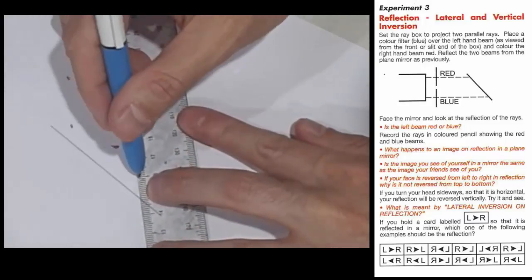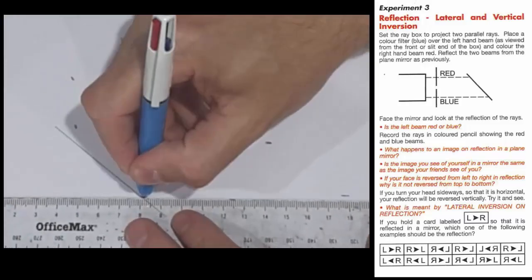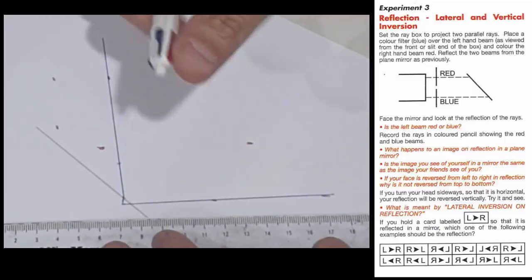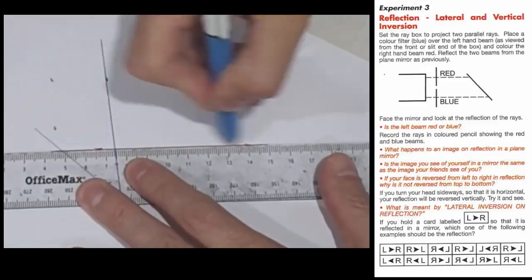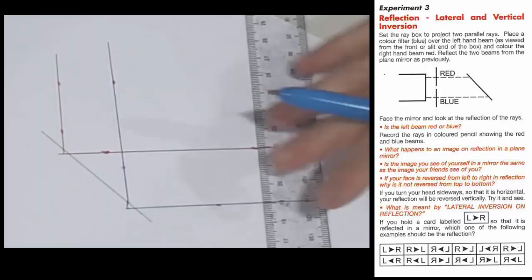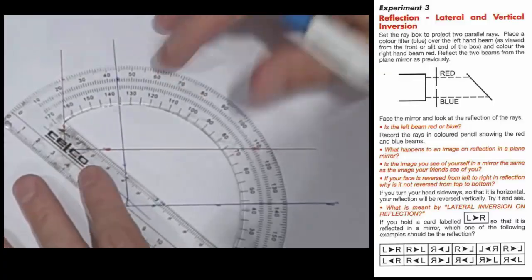Not quite sure what the point of this is, to be honest. And so there you go. All right. And so then they come up with these questions. Is the left beam red or blue? What happens to the image in the reflected plane?